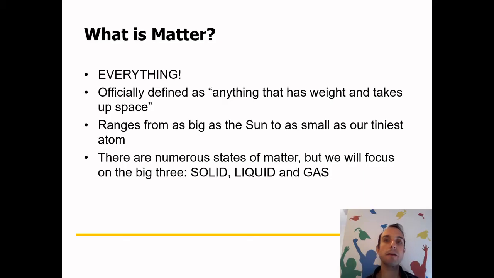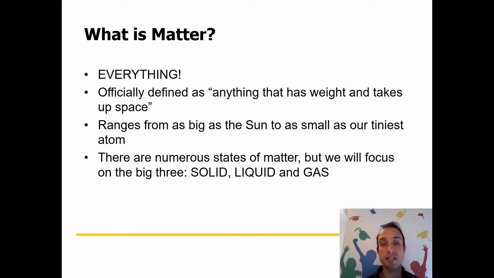So you might be wondering, well, what is matter and how do I know where it is and when do I see it? Well, matter is everywhere. Matter is everywhere and matter is everything. Officially, in science terms, matter is defined as anything that has a weight and takes up space. Now that means it could be as large as the biggest star in our entire universe or as small as a microscopic atom. So there's no real range. As long as it takes up space and it has some sort of weight, it is matter.